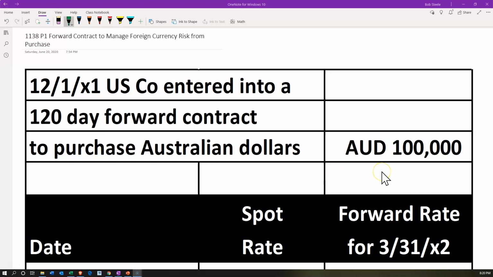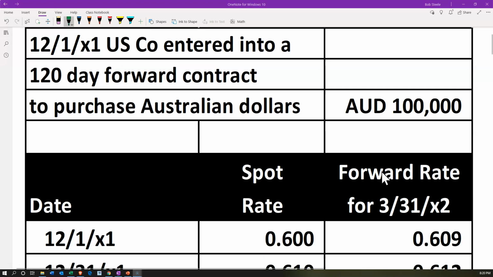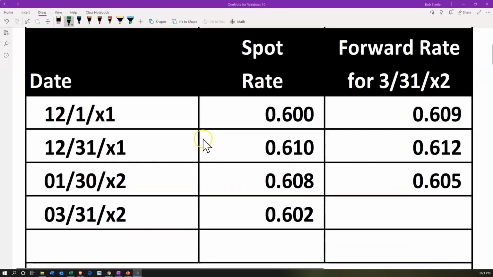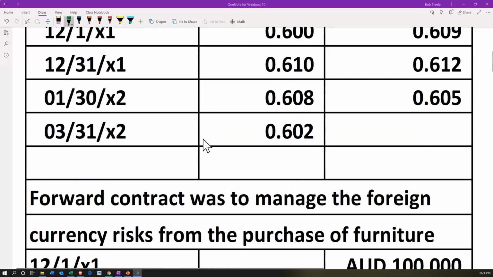Now we're going to have a few problems that are going to have this similar starting point. So we'll have the similar starting point and then reasons for the forward contract that will change, that will create different scenarios. Then we have the spot rate and forward rate that will be applicable for the applicable dates. Let's go down and look at the data and then go back to these rates once we see the rest of the data.